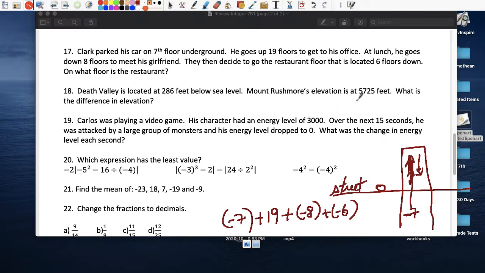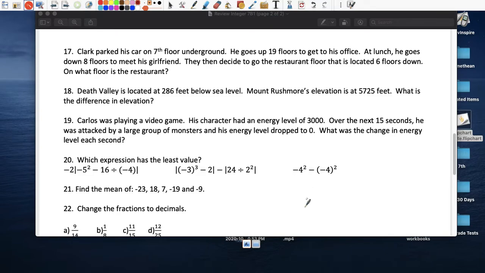So on what floor is the restaurant? Well, we gotta add all these. -7 plus 19 is 12, positive. 12 plus -8 is going to give us +4. And +4 plus -6 is going to give us -2. So the actual restaurant is 2 floors underground. Okay.